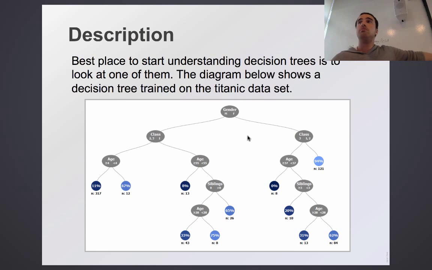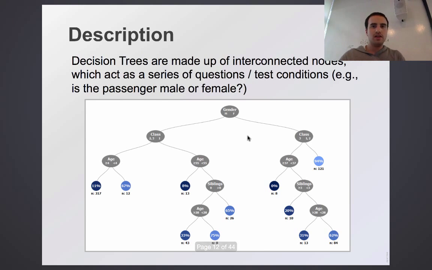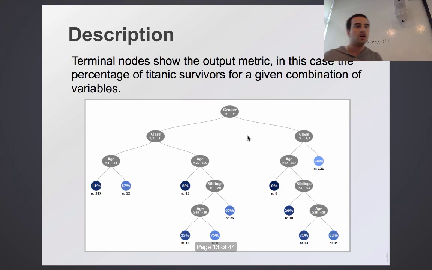So far, makes sense what a decision tree is? Fair enough. So, put in more formal terms, it's made of interconnected nodes which act as a series of questions, tests, decisions, i.e. is the passenger male or female, is the passenger older than 37 or less than 37, it's a bunch of decisions. Terminal nodes, the last nodes, called leaf nodes, show the output metric, the actual percentage chance of survival.